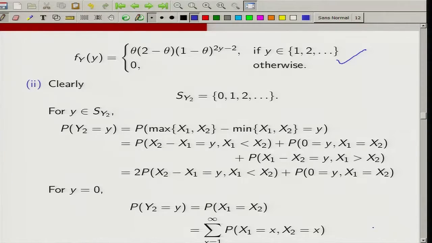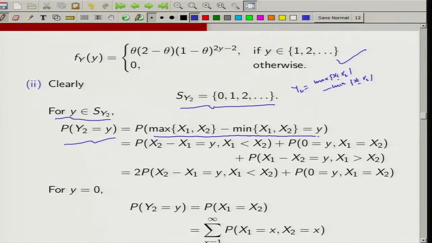Now, let us try to find out the PMF of y2. y2 is nothing but the maximum of x1, x2 minus the minimum of x1 and x2. So, clearly here the support would be, because the maximum of x1, x2 would always be greater than or equal to the minimum of x1, x2, 0, 1, 2 and so on. So, for y belonging to S of y2, the probability that y2 is equal to y is the same as the probability that maximum minus minimum is equal to y. So, again here I apply the theorem of total probability on the ordering of x1, x2.